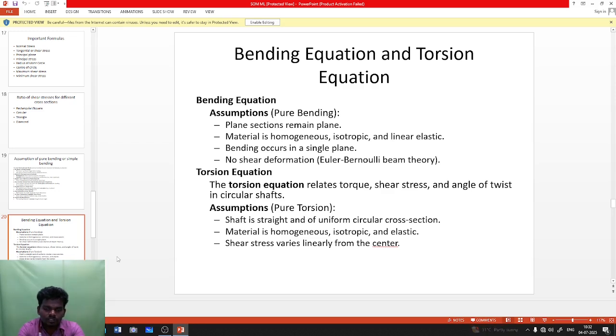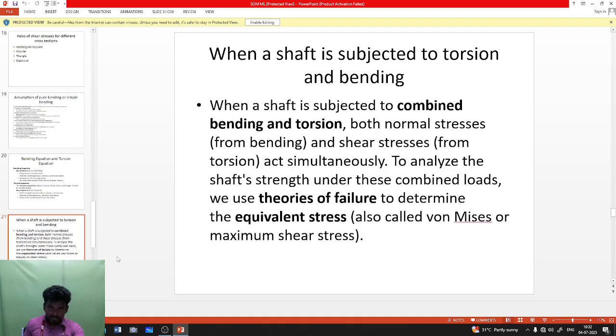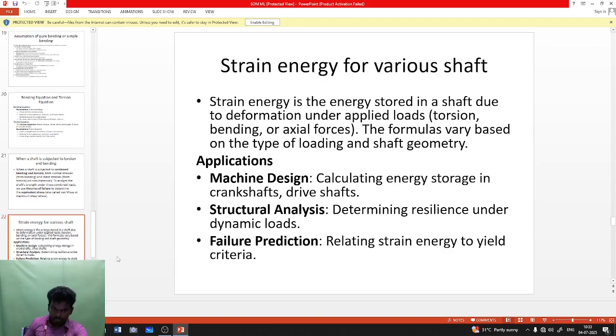Torsion equation. The torsion equation relates torque, shear stress and angle of twist in circular shafts. The assumptions of pure torsion are: the shaft is straight and of uniform cross section, the material is homogeneous, isotropic and elastic, and shear stress varies linearly from the center. Whereas when the shaft is subject to torsion and bending, both normal stresses from bending and shear stresses from torsion act simultaneously. To analyze the shaft strength under these combined loads, we use a theory of failure to determine the equivalent stress. Note that the equivalent stress theory is also called von Mises or maximum shear stress theory.